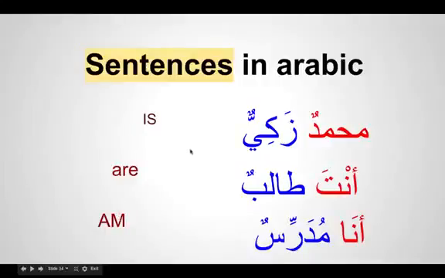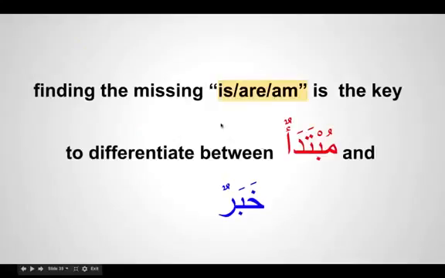So when we are translating, if we can fit the is, the are, or the am, then we know that the part before it becomes the mubtada and the part after it becomes the khabar. If you say Muhammad Zakiyun, you have to translate it as Muhammad is Zakiyun. So Muhammad becomes the mubtada and Zakiyun becomes the khabar. It's like you are a student, Anta talibun, Ana mudarrisun, I am a teacher. If we find a missing is in a sentence, then we know that the part before it becomes mubtada and the part after it becomes a khabar.